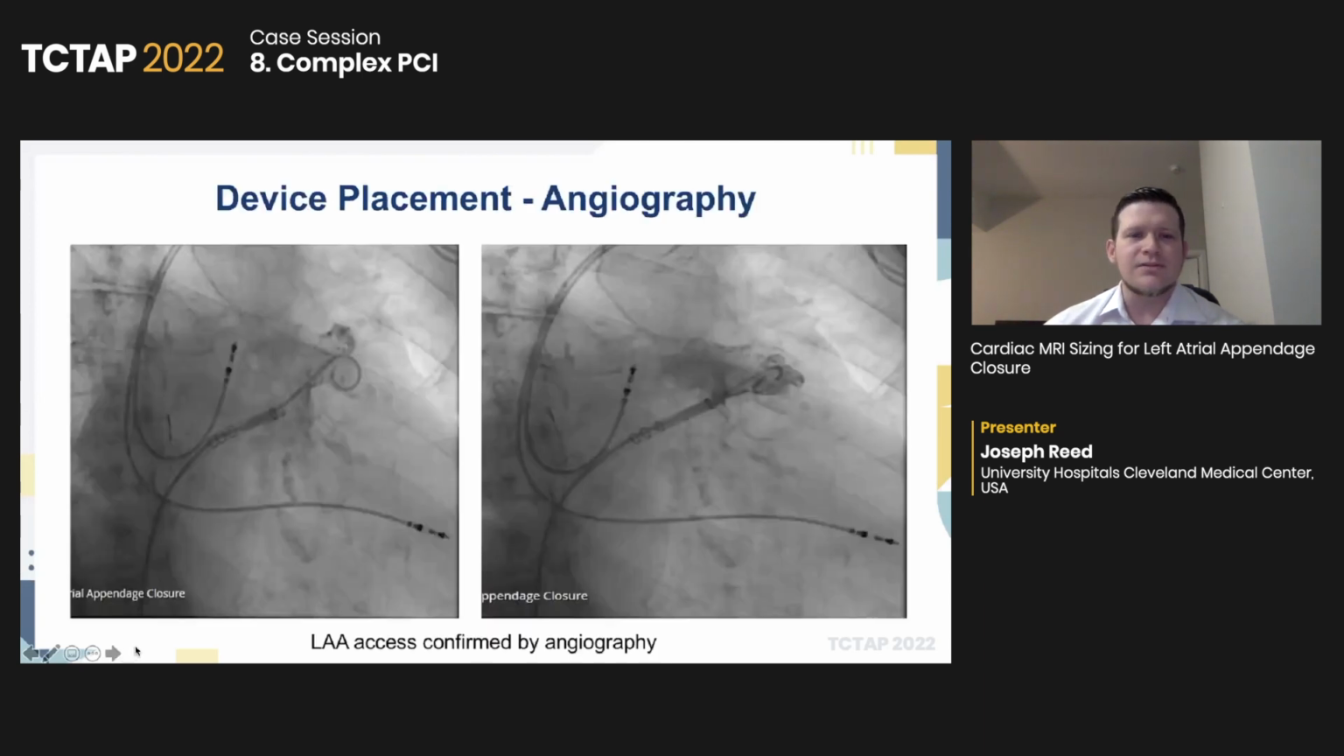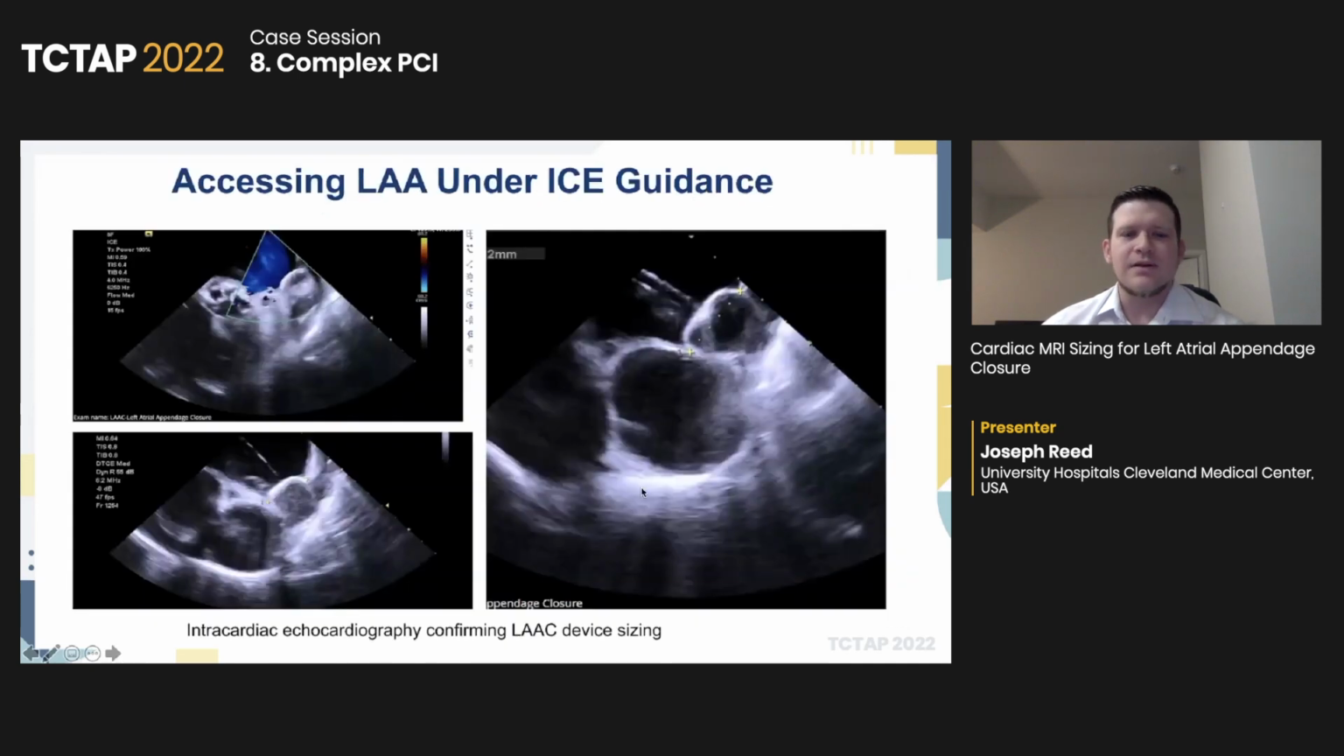Here is left atrial appendage angiography for access, demonstrated here. And here is intracardiac echocardiography confirming left atrial appendage closure device sizing. This is ICE imaging prior to device release, and these images show the device with expected compression without color Doppler flow around the device.